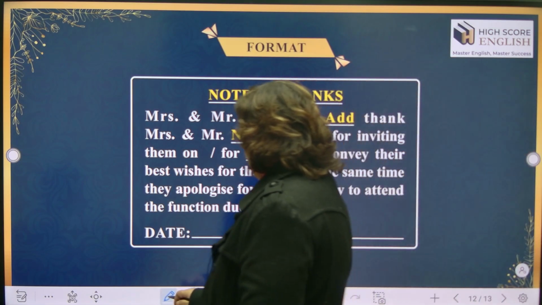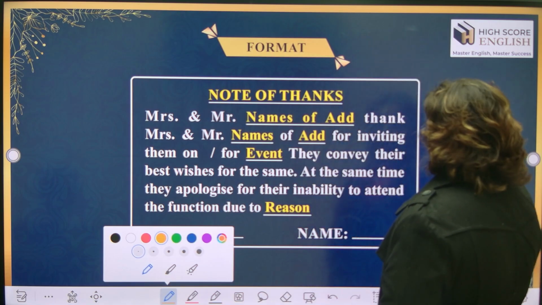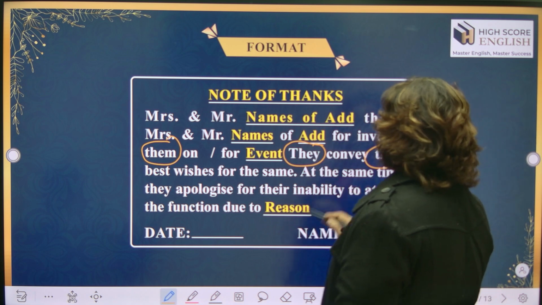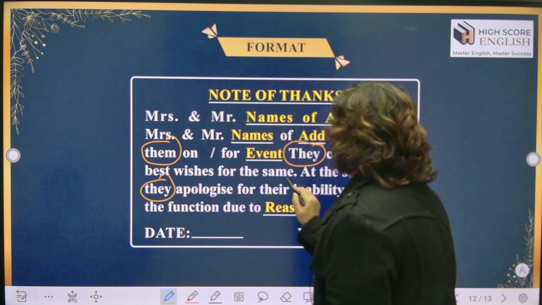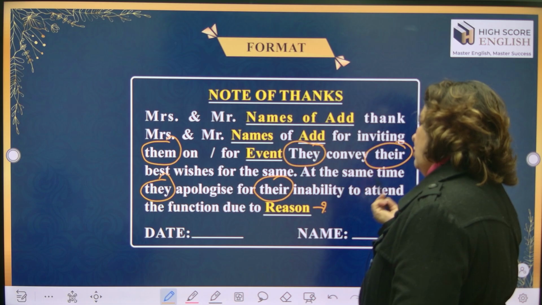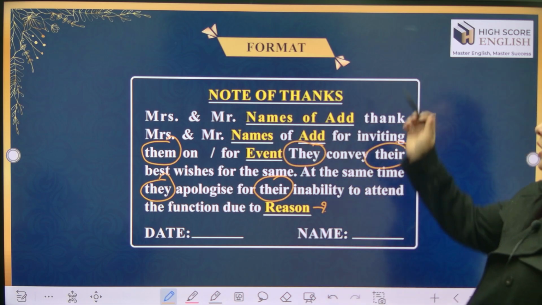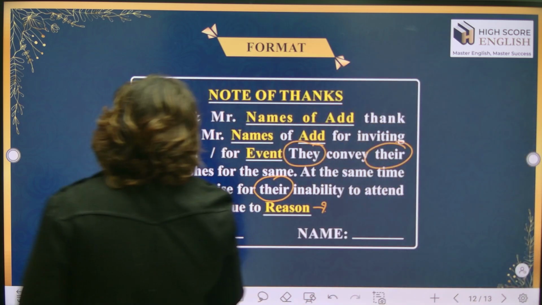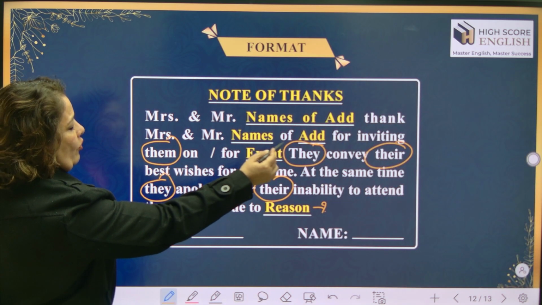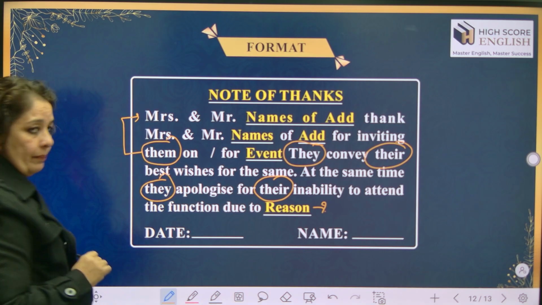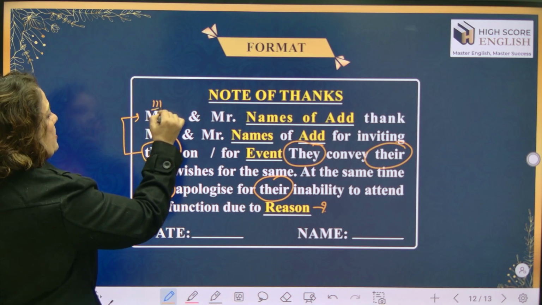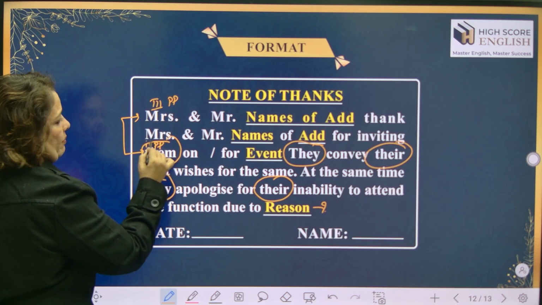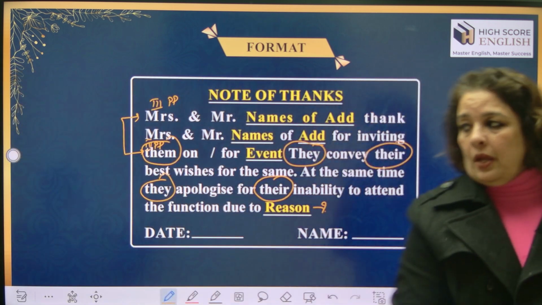Let us check where are these pronouns. Them, they, their, they, their, and in the reason also, third person is going to come. Now you see them, they, their. Now, when we talk of why we are doing it, because they thank for inviting them. This is for them. Here, this is considered as third person pronoun. That is why relative will also go in third person pronoun and so on and so forth. I hope this is clear to you.